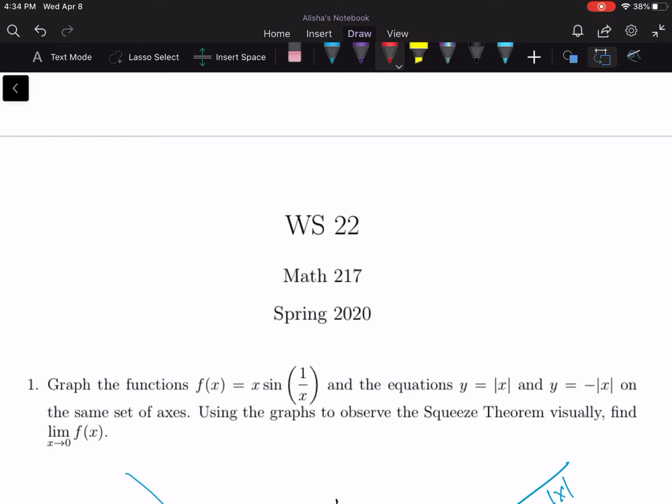All right, so let's start with worksheet 22, and I'm going to start with question 1. It says to graph the functions x sine 1 over x, the absolute value of x, and negative of the absolute value of x on the same set of axes. And eventually we're going to use those graphs to observe the squeeze theorem visually and to compute the limit of f of x as x goes to 0.